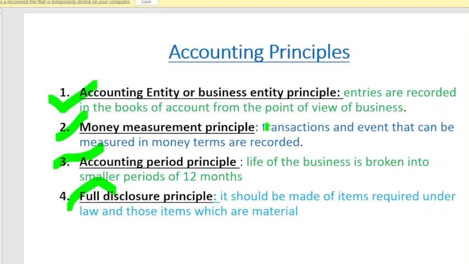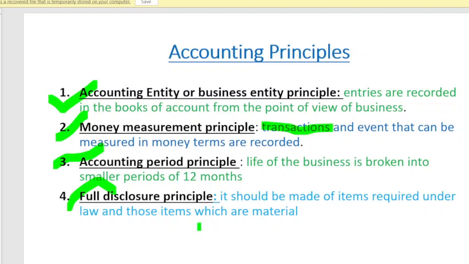Then point number 2 says money measurement principle. Remember, whatever transactions are recorded, it should be in monetary terms. If the transactions took place in money form, where the exchange of money is being done, then only it has to be recorded. That comes under money measurement principle. Then third is accounting period principle. Usually business operations are calculated for a period of 12 months, be it either a calendar year or a financial year. Calendar year starts from January 1st and ends on 31st December. Financial year starts from April 1st and ends on 31st March.